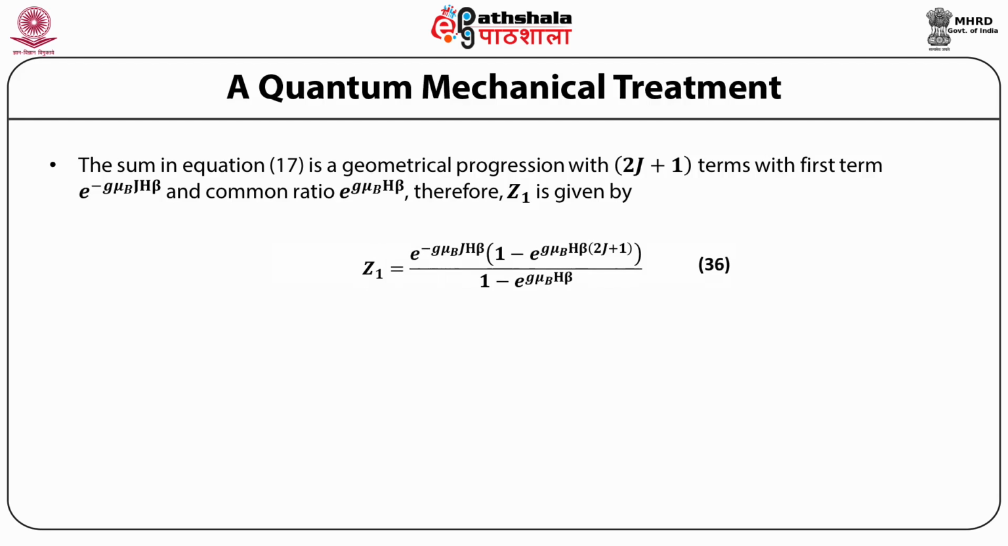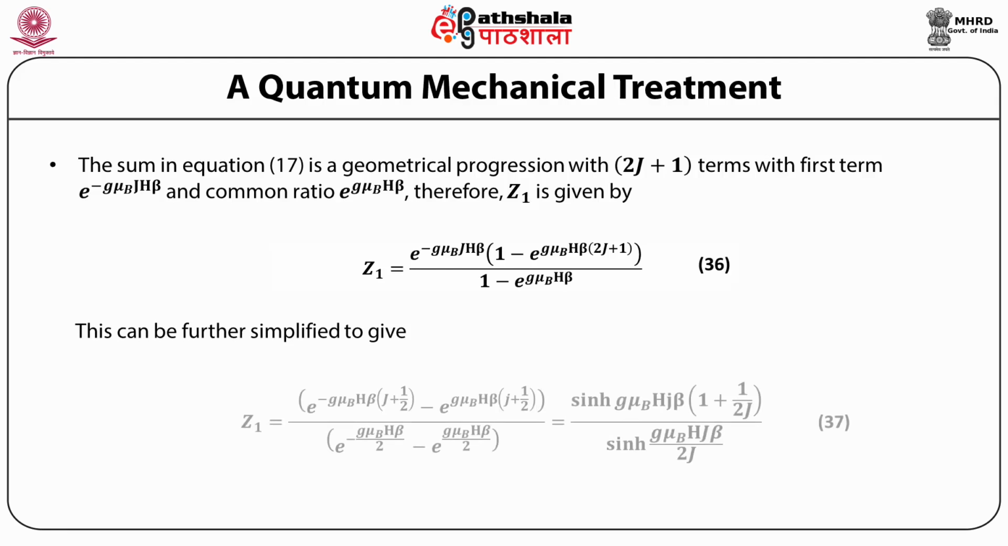Therefore, Z1 is given by e^(−g μ_B J H β) multiplied by [1 − e^(g μ_B H β (2J+1))] divided by [1 − e^(g μ_B H β)]. This can be further simplified to give Z1 = [e^(−g μ_B H β (J+1/2)) − e^(g μ_B H β (J+1/2))] divided by [e^(g μ_B H β/2) − e^(−g μ_B H β/2)], which is equal to sinh(g μ_B H J β (1 + 1/2J)) divided by sinh(g μ_B H J β/2J).